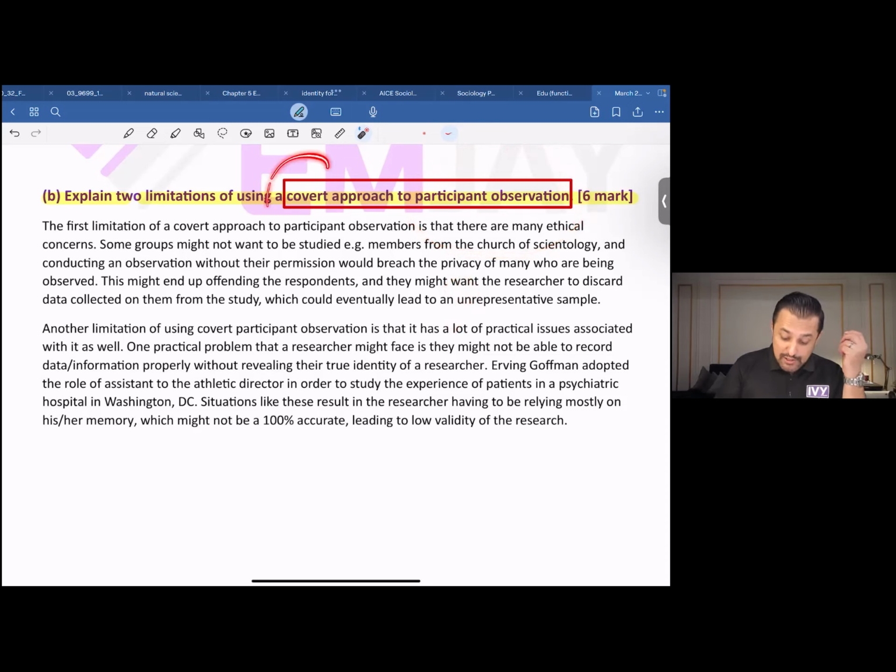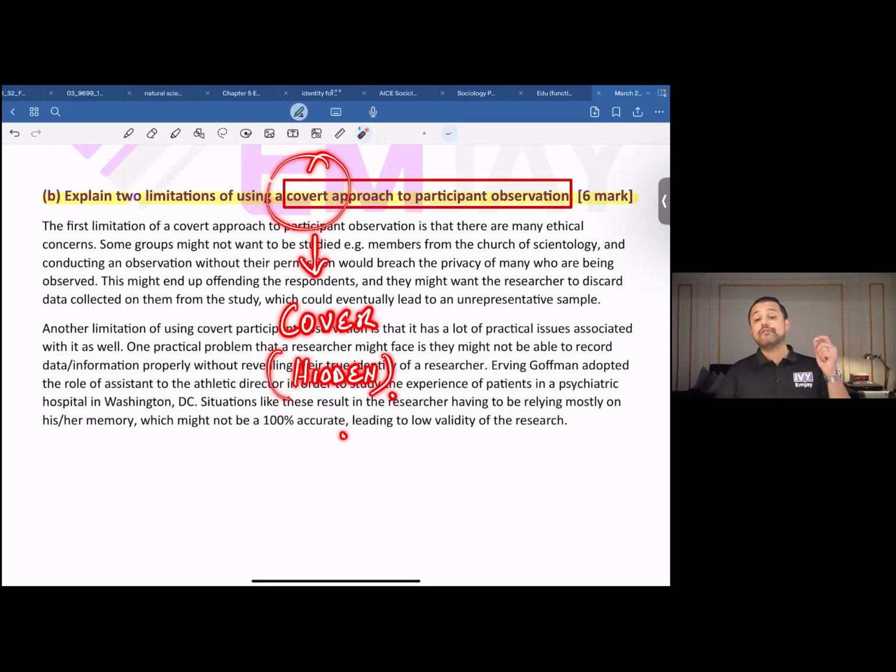Now, what makes it a covert approach? I see some students getting confused between covert and overt observation. Covert comes from the word cover. Cover means hidden, right? So any research or any observation where the identity of the researcher is kept hidden, we refer to that as a covert observation. An observation where the observer's identity is kept hidden, we refer to that as a covert observation.